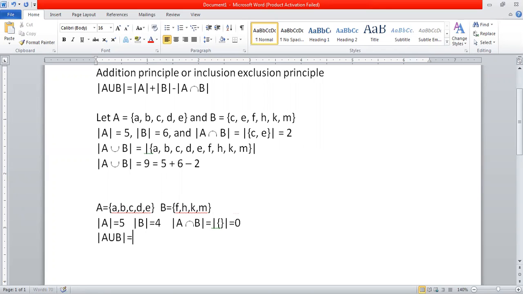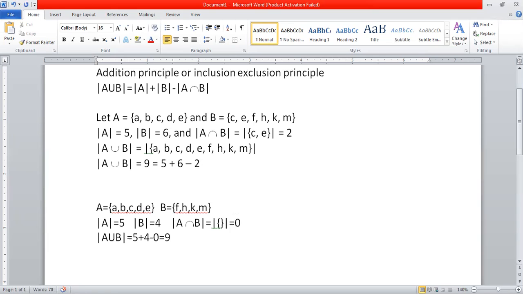is equal to absolute value of A, that is 5, plus absolute value of B, that is 4, minus absolute value of A intersection B, that is 0. So it is 5 plus 4, 9. 9 minus 0 is 9. So total number of elements will be 9.